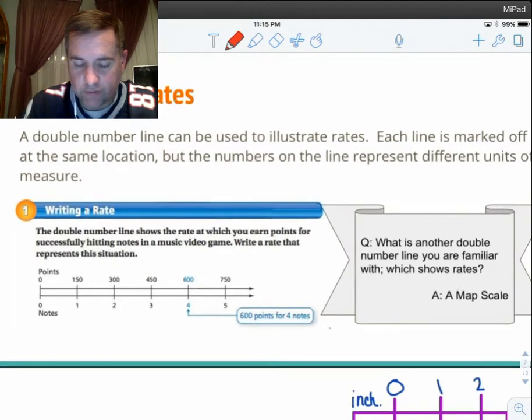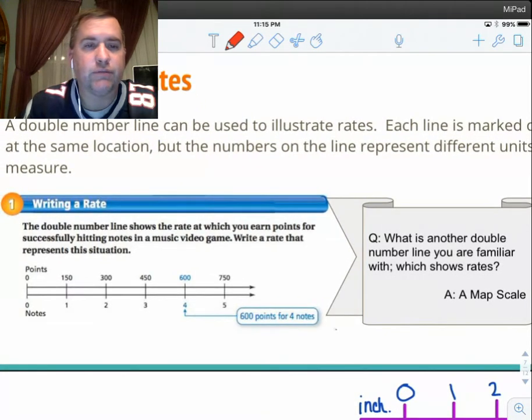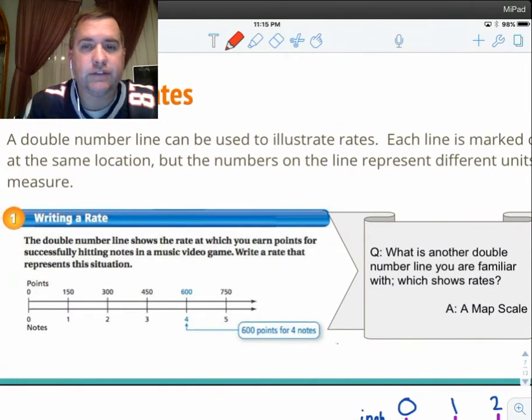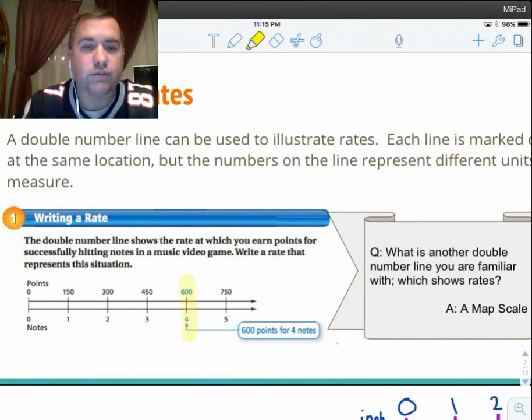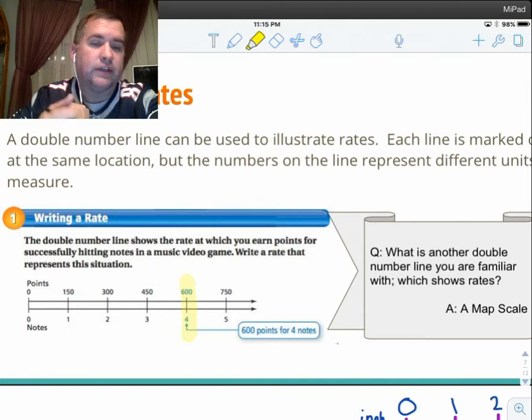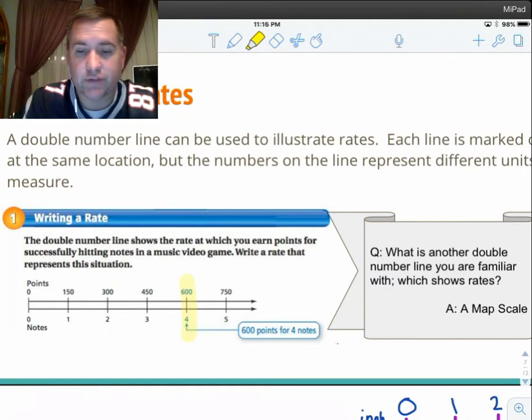One way of illustrating unit rates is using a double number line, and it's just that. It's a number line that has two different scales on it. They mark off the same location, but the numbers represent different quantities. So if we look at the example that they give us, talking about 600 points for four notes in a video game, like Band Hero or one of those video games.